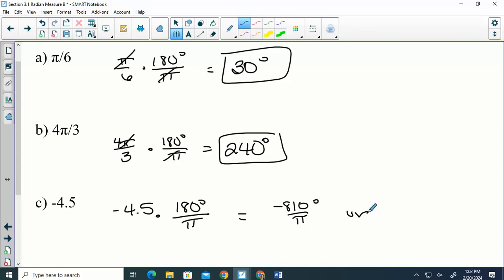Or if you went ahead and divided it, use the pi button on the calculator. Don't try to plug in 3.14. So we do negative 810 over pi. And it gives you negative 257.831 degrees. So a couple different ways you could write that. But you would accept the first one? Yep.